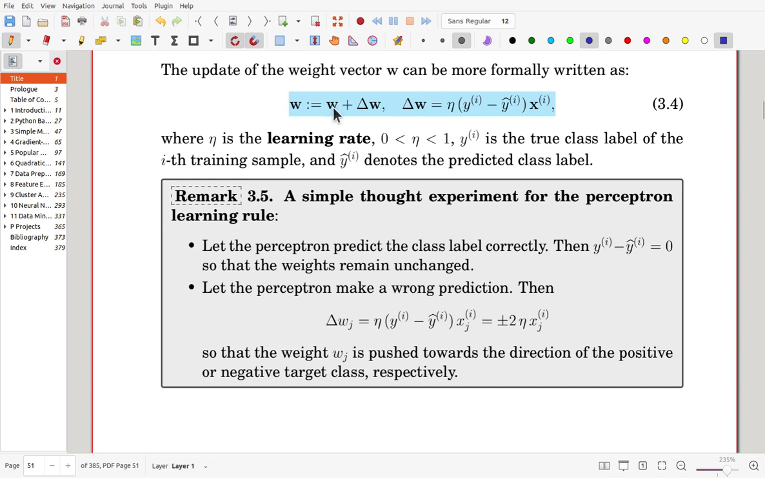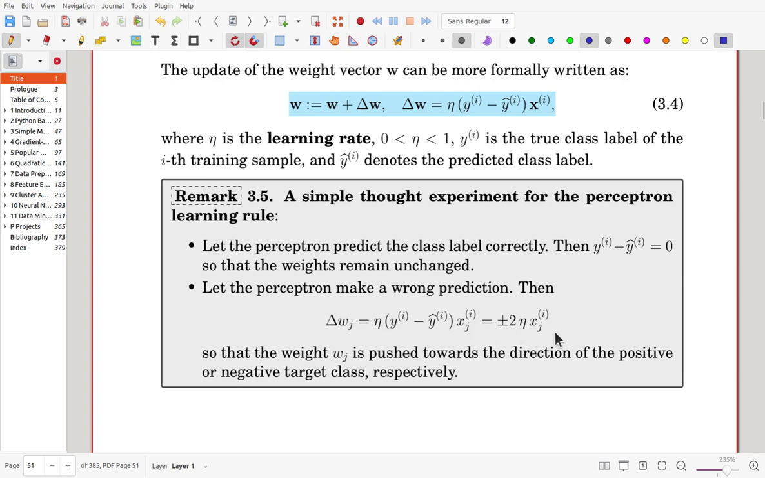Now we assume that the perceptron makes a wrong prediction for xi using the current W. That means that if the true label is 1, then the prediction is -1, so the difference is 2. And if it is -1, then the prediction is 1, so that the difference is -2. So the correction changed into plus or minus 2 eta xi. If we write the correction vector component-wise, the jth component will be written in this way.